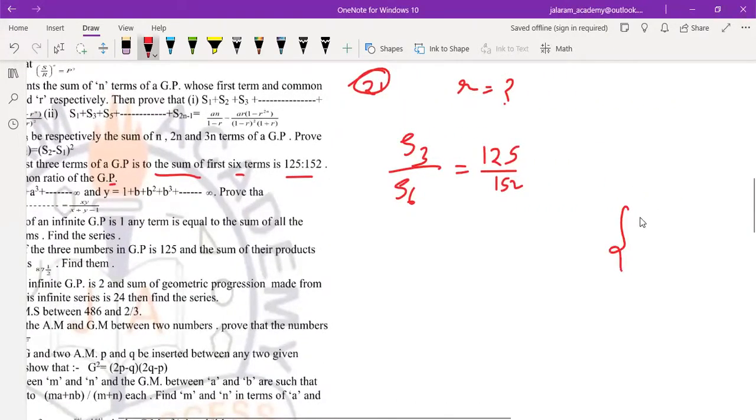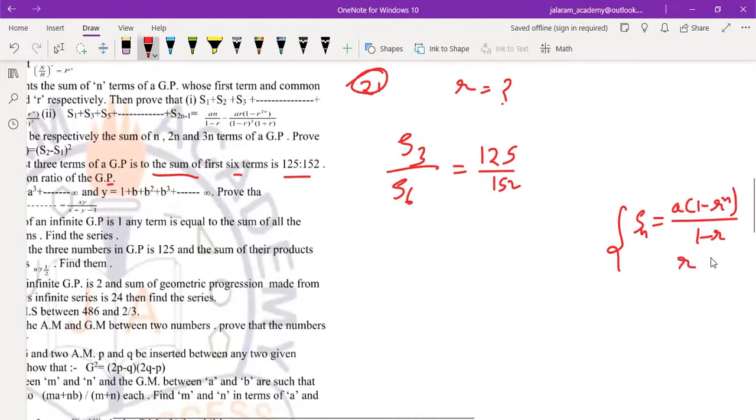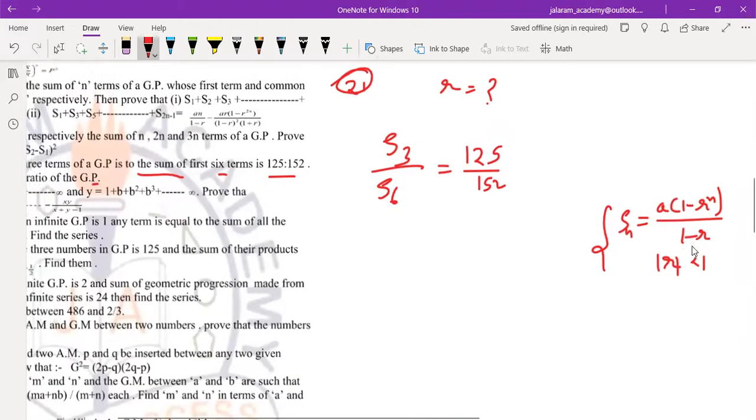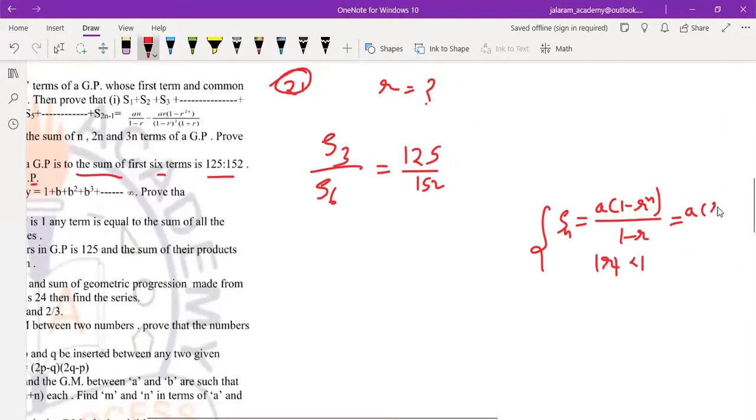Now we know that the formula for the sum of n terms of a GP is A into 1 minus R to the power n over 1 minus R, assuming that R is less than 1. There is no problem if we take R greater than 1 and use the formula A into R to the power n minus 1 upon R minus 1. We can use any one of the formulas. Don't use both formulas together, like in S3 you use one formula and in S6 the other. As both are sums of the same series for 3 terms and 6 terms, use the same formula for both.